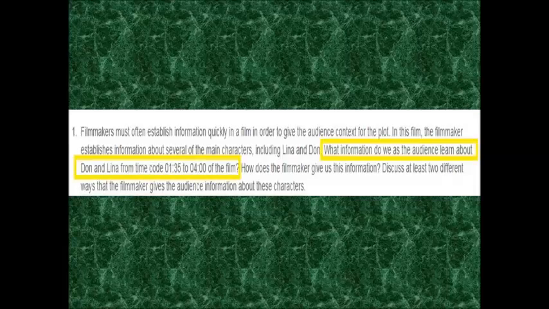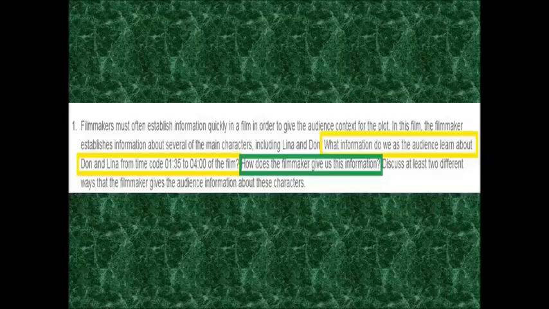Okay, so there are a few things to look at here. There's different aspects to this question. First of all, the first part of the question is asking, what information do we as the audience learn about Don and Lena from, and they give the specific minutes to watch from the film. So what do we learn about the characters Don and Lena? Simple as that. Now, the problem comes in where students stop with that.